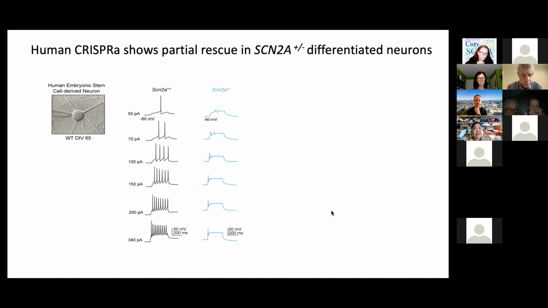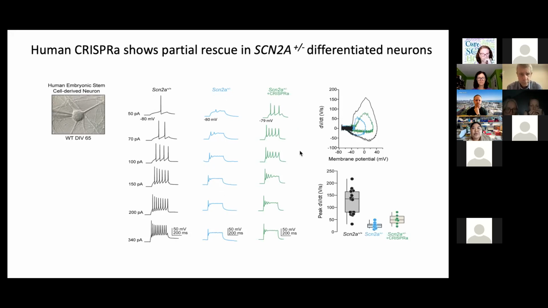And I was thrilled to see that my CRISPR-A treated heterozygous cells show a partial rescue, not only in their firing rate tracings, but also in their peak action potential velocities. So this is an exciting translation of what we see in our mouse models into a more clinically relevant model. And I think this preliminary data warrants further investigation. And I'm really excited to see what the future holds and all the lessons we can learn from this type of model.